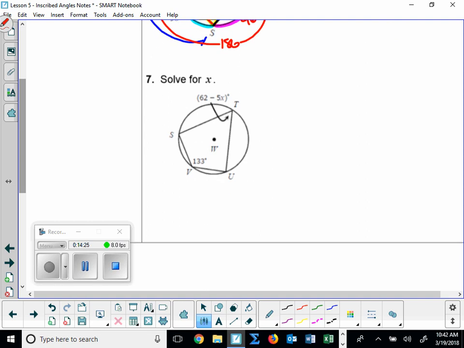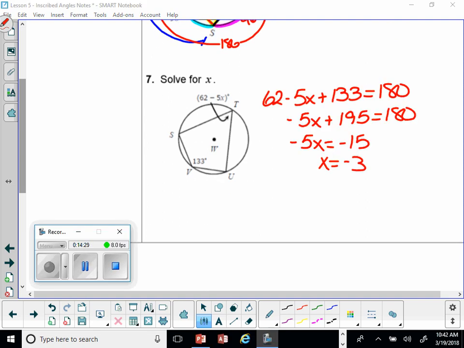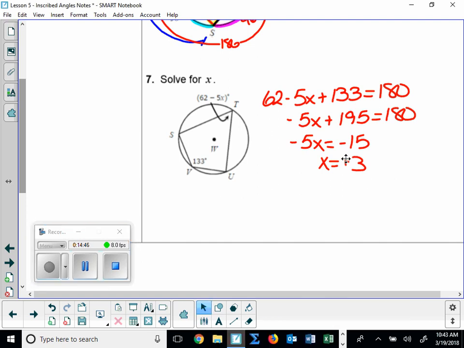Number 7's a lot simpler, so pause your video and try it on your own. Opposite angles of an inscribed quadrilateral are supplementary. So those two angles, angle T and angle V, have to add up to 180. Set up the equation and solve, and x equals not -3, but +3.